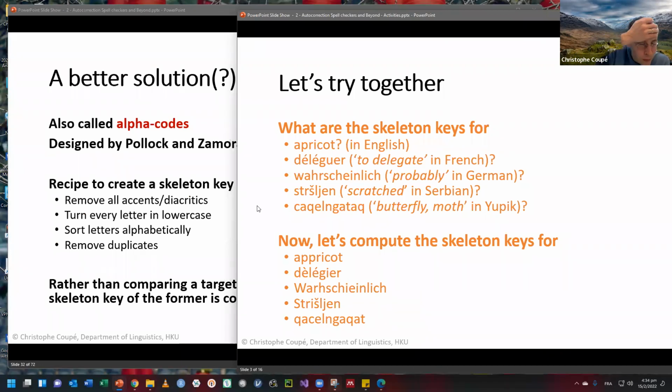So please do that, and please enter your suggestion in the chat. It's not very difficult, but just so that you can practice and see how it works. So I give you, let's say, 3-4 minutes to do that. So give me first the one for apricot in English.